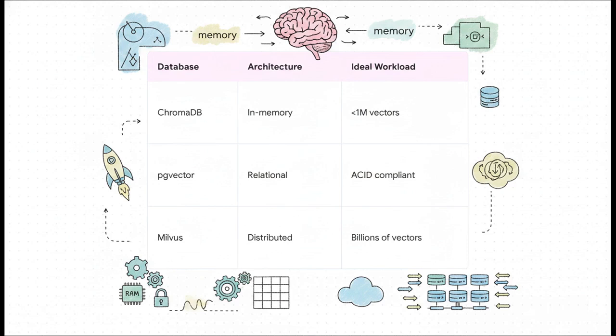Then you have the relational approach, pgvector. Teams absolutely love this because it keeps your standard metadata and your vectors sitting in the exact same row, ensuring full ACID compliance and totally eliminating data synchronization bugs. Finally, you have purpose-built distributed systems like Milvus or cloud-native ones like Pinecone. These bad boys are designed to handle billions of vectors with sub-10 millisecond query latency at massive scale.